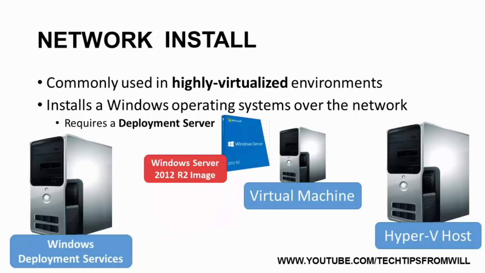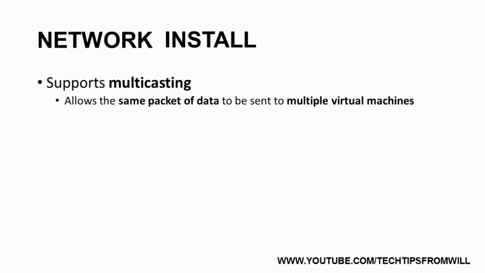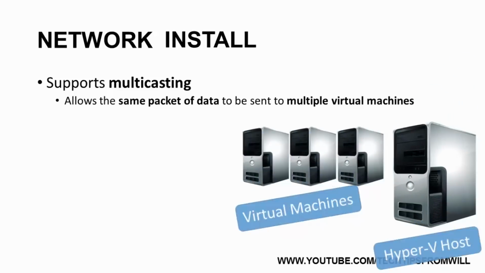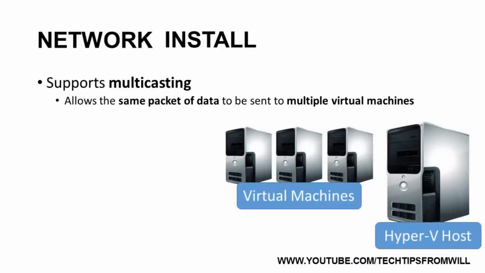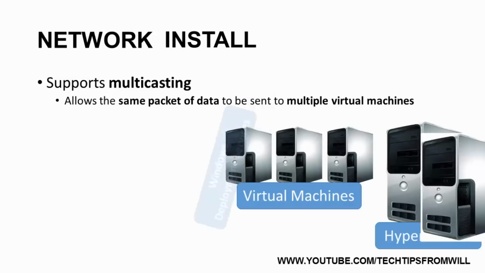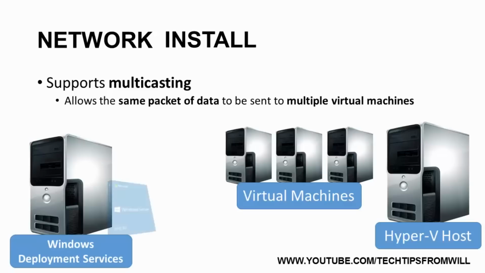One of the advantages to using a network-based installation system such as Windows Deployment Services is that it supports multicasting. Multicasting allows the same packet of data to be sent to multiple virtual machines at the same time. To put it another way, let's say you have a Hyper-V host with 3 virtual machines. You want to install Windows Server 2012 R2 onto all 3 of these virtual machines. Elsewhere on the network, you have a Windows Deployment Services server that contains a Windows Server 2012 R2 image.